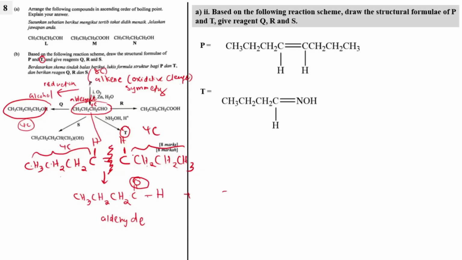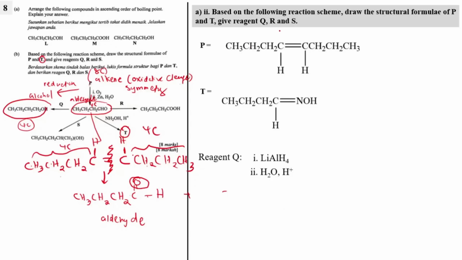Therefore, for the reduction you can give a reducing agent. Let's say my reducing agent is lithium aluminium hydride followed by H2O and H+. You can also use NaBH4 in methanol, or H2 with platinum, palladium, or nickel. So this is one of the reducing agents that you can use.